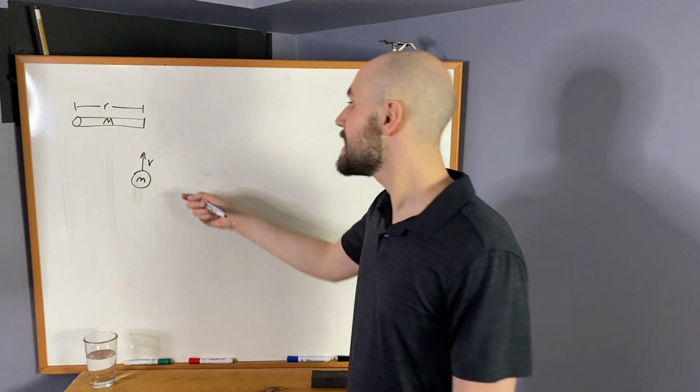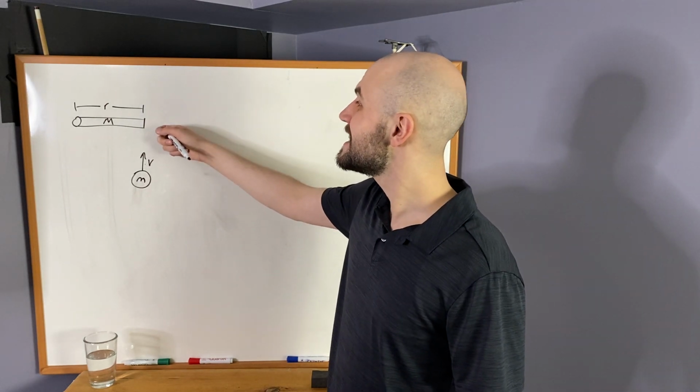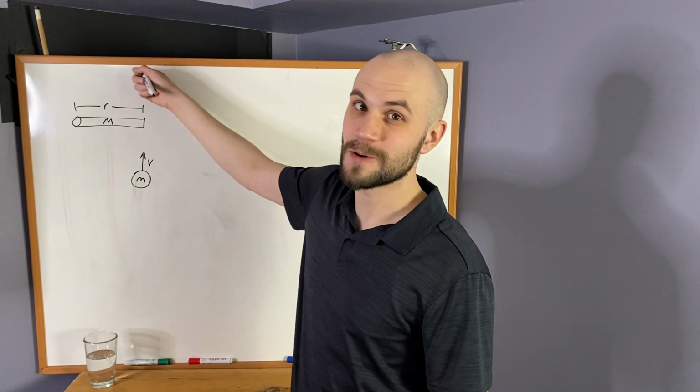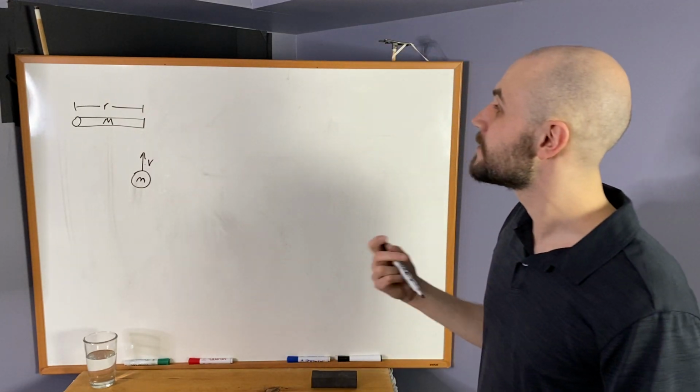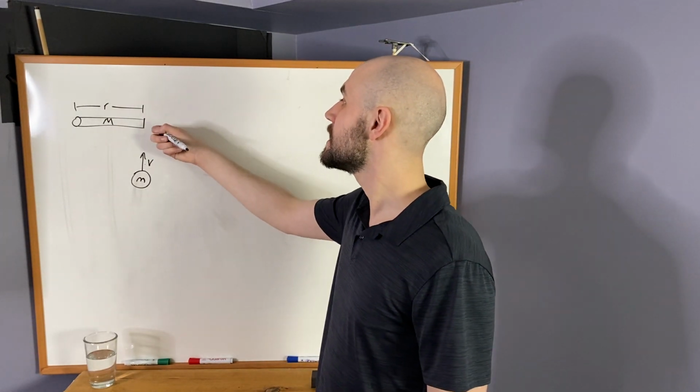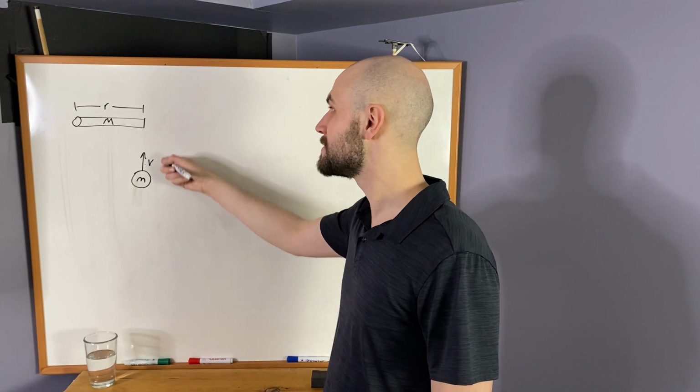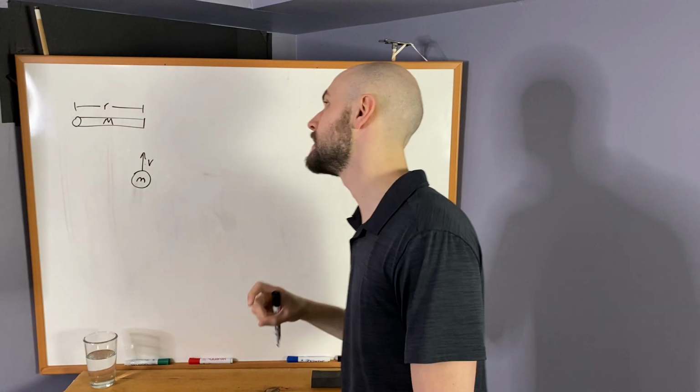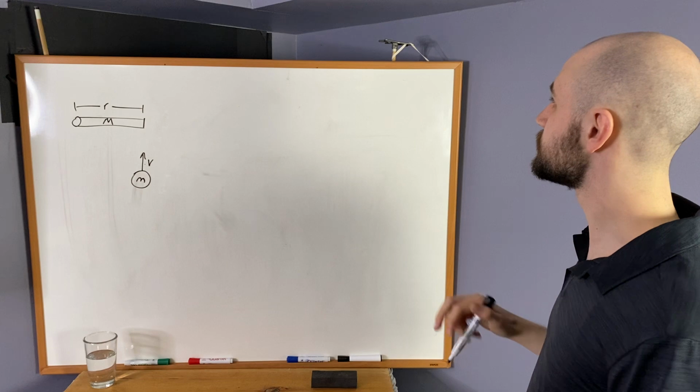That'll be case 1. Case 2 is when the ball comes in, sticks to the rod, and then they both rotate together as a system. And then the third case we're going to look at is when the ball comes in, collides with the rod, and then the ball bounces back, and the rod is free to rotate in the other direction.